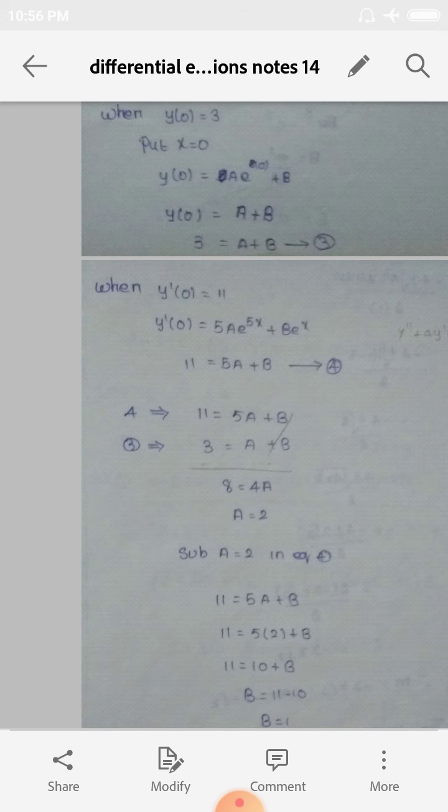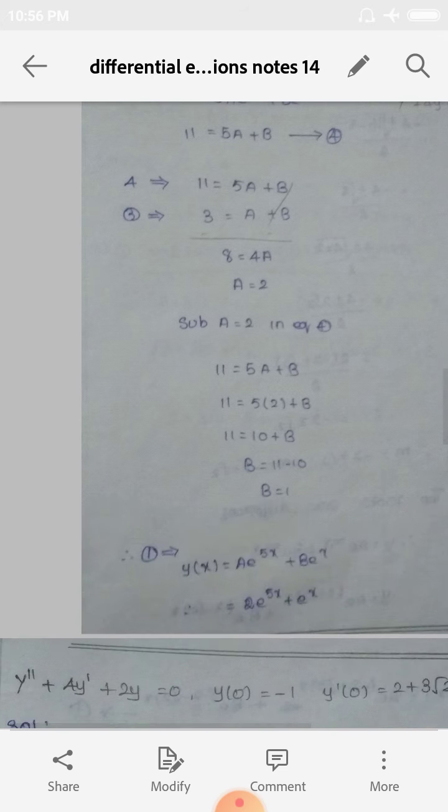Now solving equations 3 and 4, we get a is equal to 2 and b is equal to 1. So after finding a and b, substitute the values of a and b in the first equation. We get the initial value problem, that is y of x is nothing but 2 into e power 5x plus e power x.